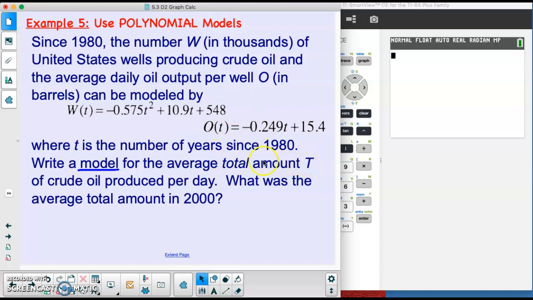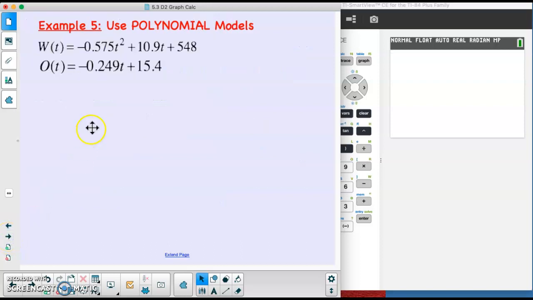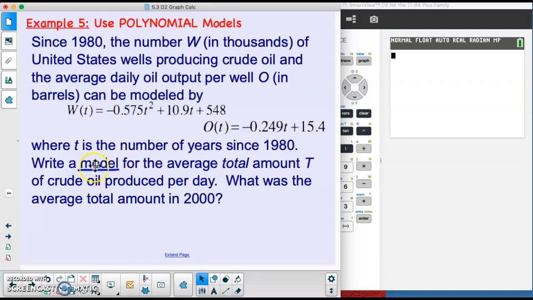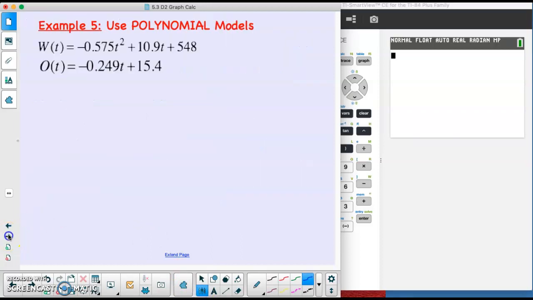So our total amount, T of t, I'm going to use a different page to make this easier for us. Our total amount is simply going to be this. There is our model. Remember, our question was to write a model, which means write an equation. So if I look up here, this is an equation: T of t equals W of t times O of t. You might be thinking that seems too simple, but guess what? That is an equation. That is a model.